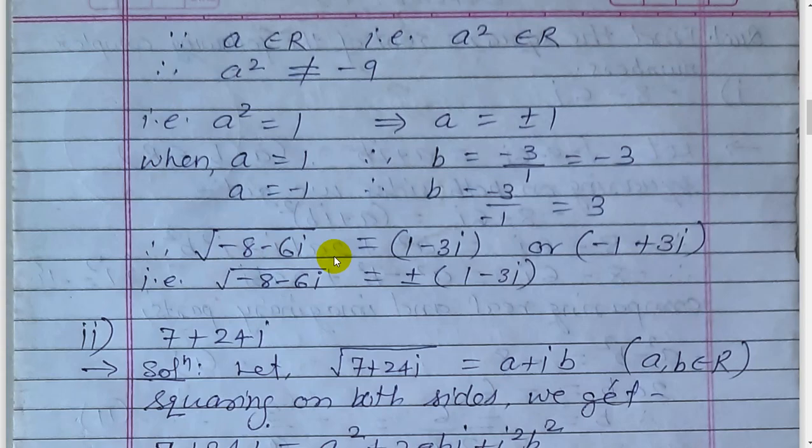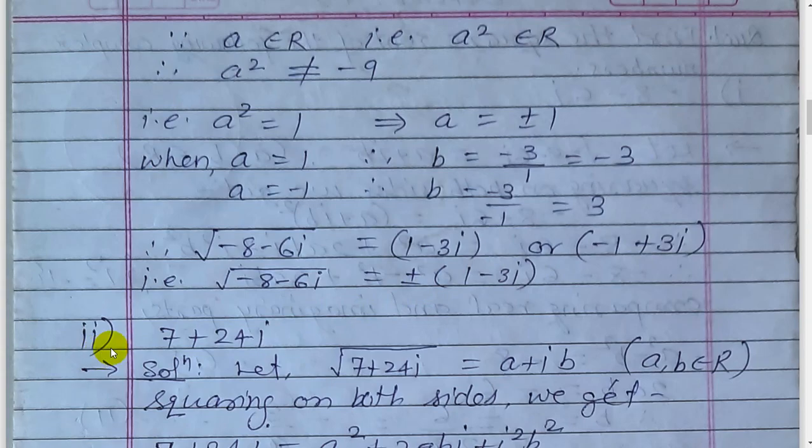Or you can write the combined answer: square root of minus 8 minus 6i equals plus minus into bracket 1 minus 3i, which means plus 1 minus 3i or minus 1 plus 3i. You will get the same answer after opening the bracket separately. So this is the final answer for this question. Similarly, you can solve question number 2nd.